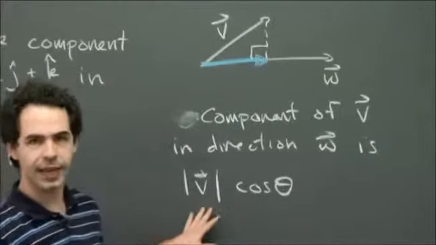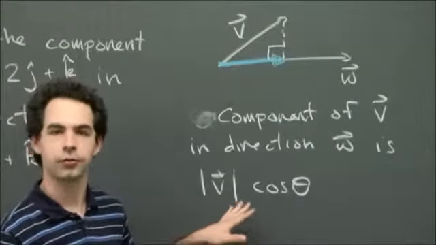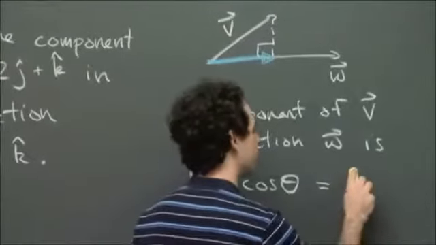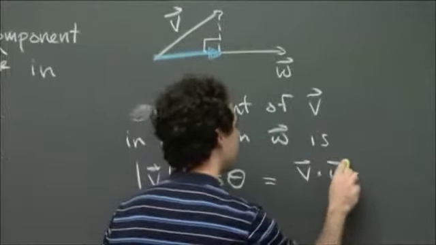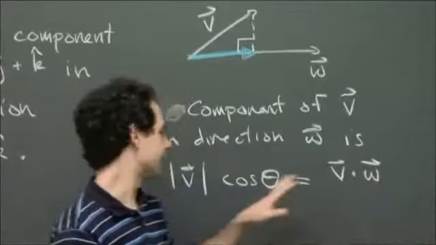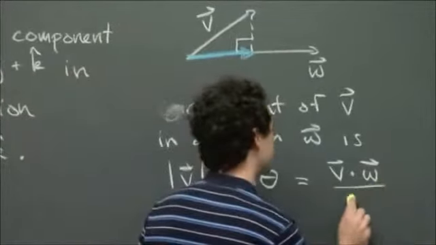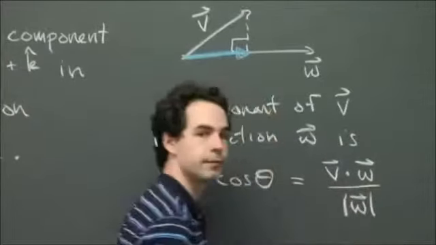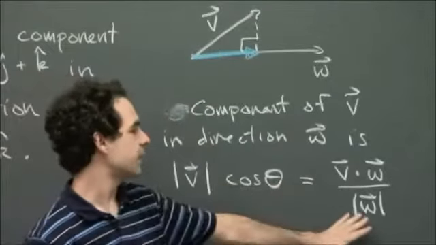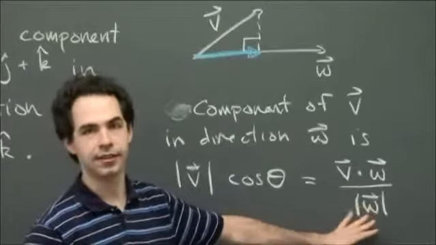Now, this length of v times cosine theta should remind you of something. This looks very much like the formula we have for the dot product, right? So another way of writing this is to say that this is equal to v dot w. v dot w is the length of v times the length of w times the cosine of the angle. And here we just have the length of v times the cosine of the angle. So we have to divide this through by the length of w. So this is what the component is, and this is the simple formula for it if you're given v and w in some easy-to-use form.